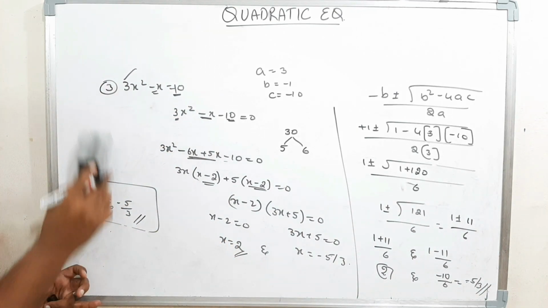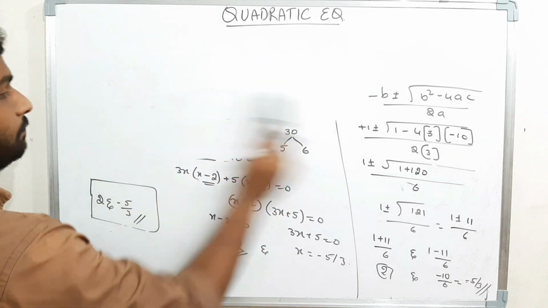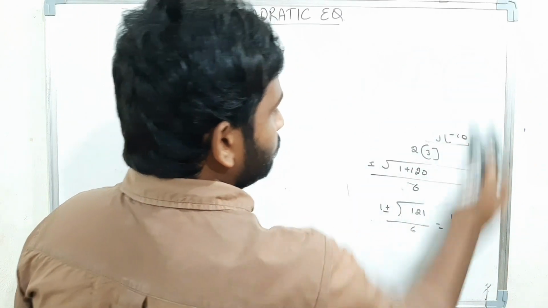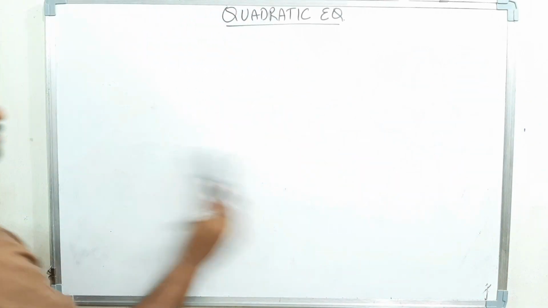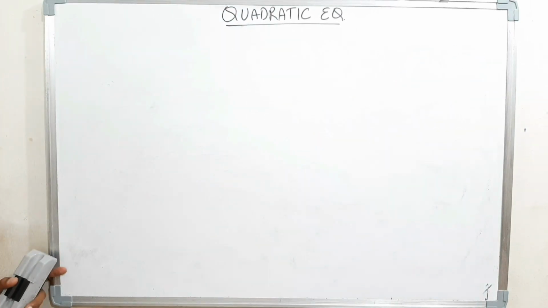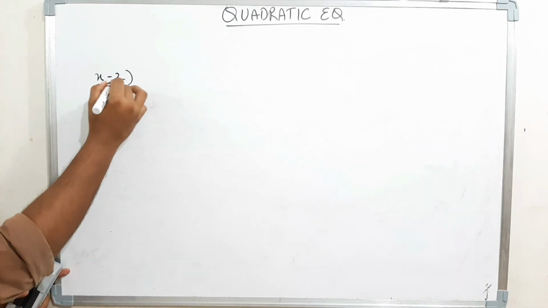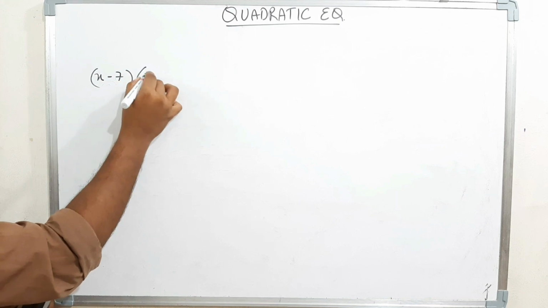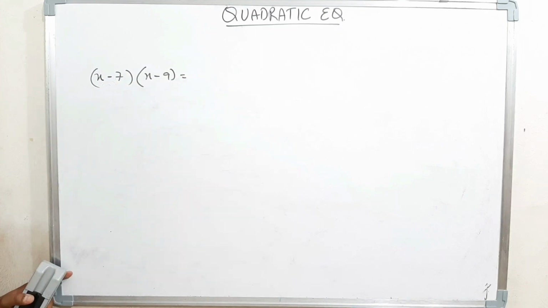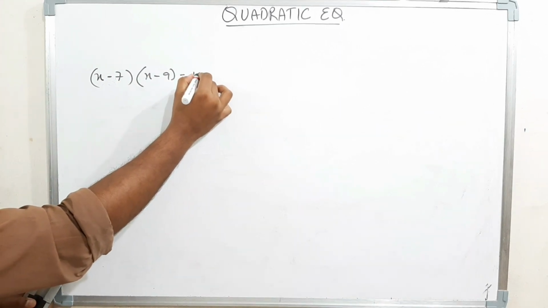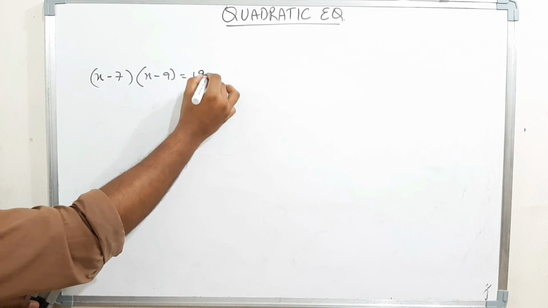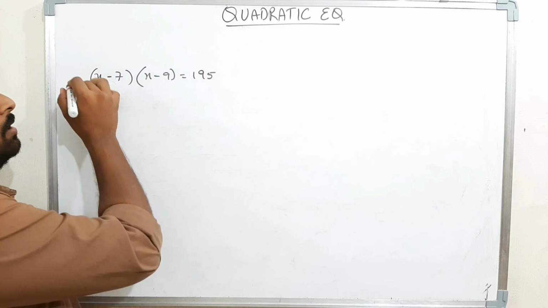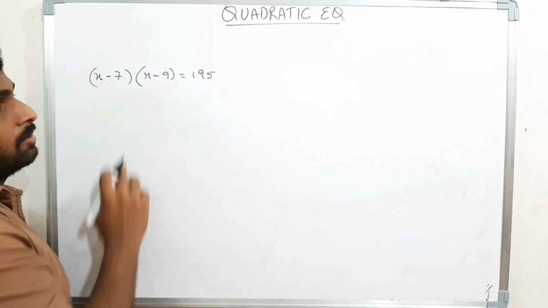Okay, we will see one more example. x minus 7 into x minus 9 is equal to 195.